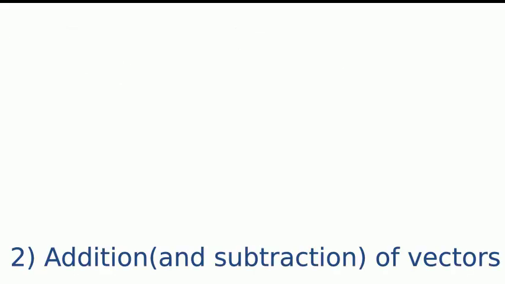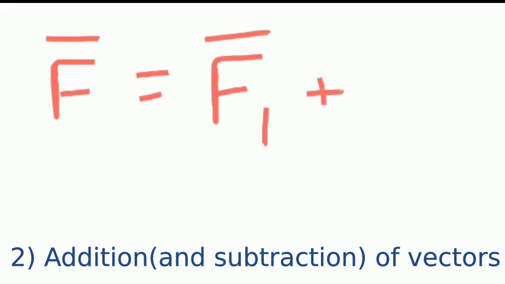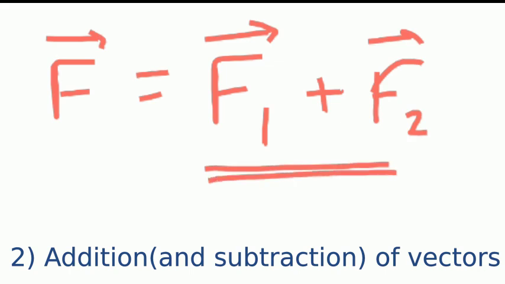The next vector operation is addition and subtraction of vectors. Suppose there is vector f which is composed of two vectors, f1 bar plus f2 bar. So these are two different vectors, and when we add these two vectors we will get a third vector. Now in this case also the dimensions of all vectors should be the same.